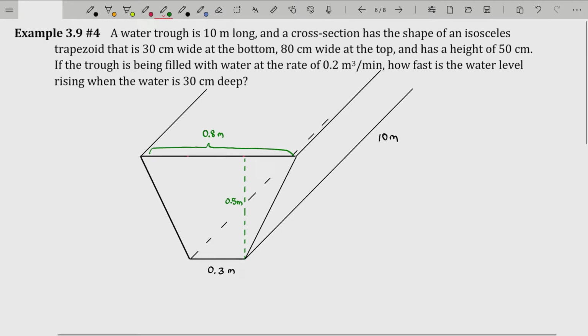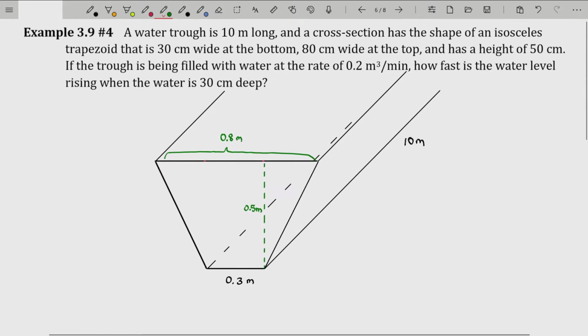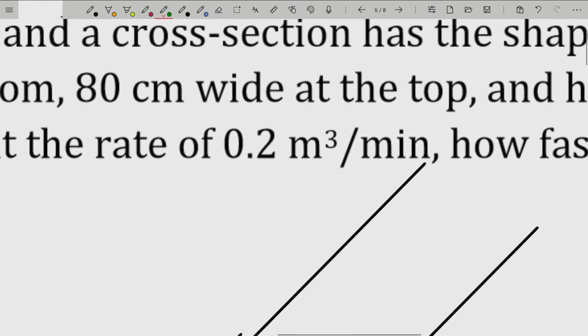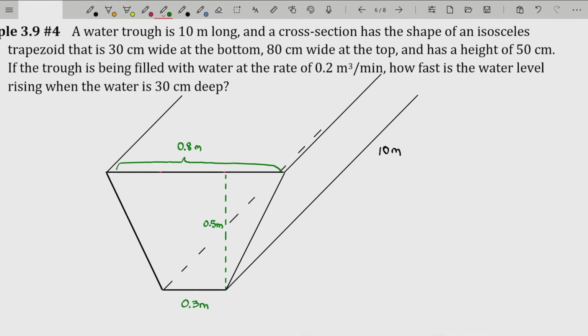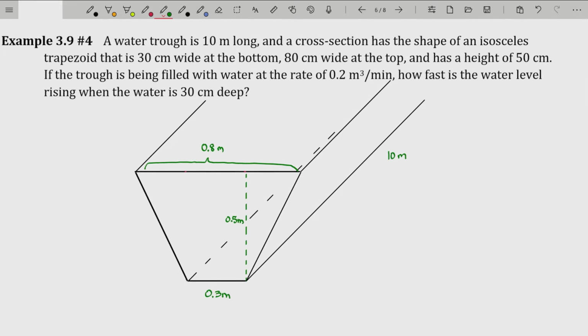So now we're going to fill it up with some water. It's being filled with water at a rate of 0.2 cubic meters per minute. That's exactly why I decided to do all my units in terms of meters, because I didn't want to transform this cubic meter per minute into centimeters. That's just no fun. Sorry, I'm just changing all the colors because I have an issue with different colors. Anyway, how fast is the water level rising when it is 30 centimeters deep? Or in other words, 0.3 meters deep.